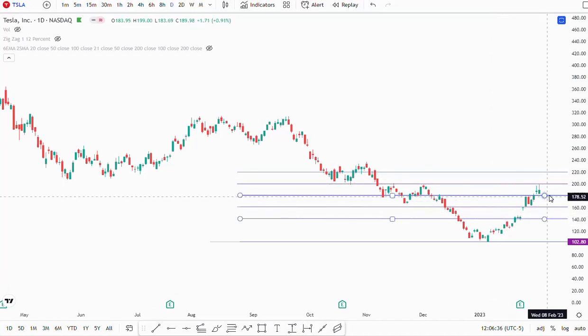And on the downside, it's this level right here, which is around 180. You can see this green candle found resistance at that level. The high of this red candle found resistance.